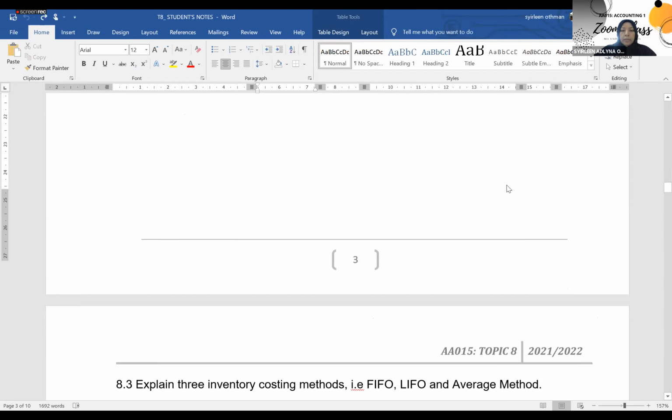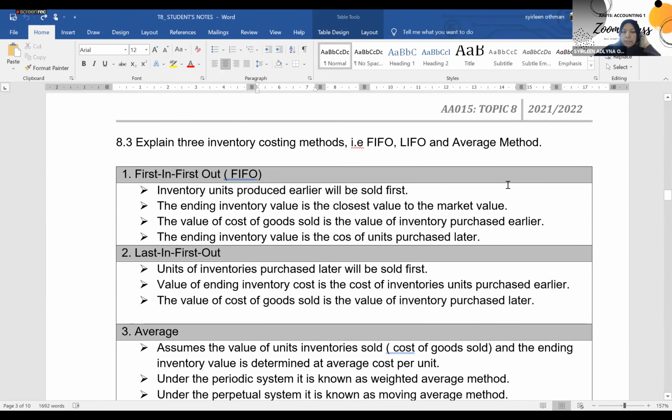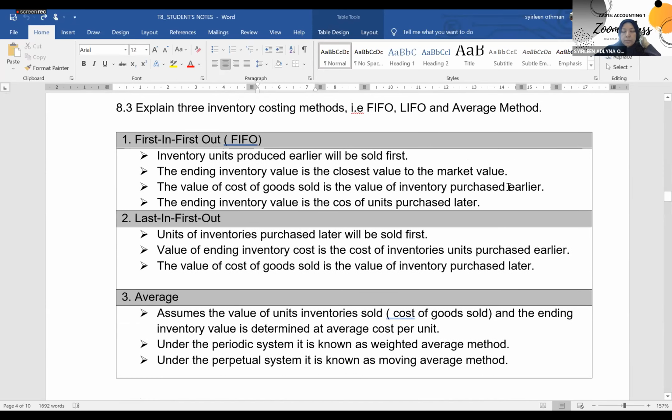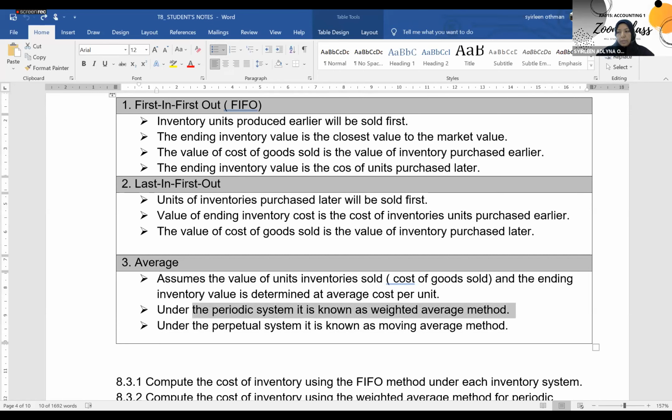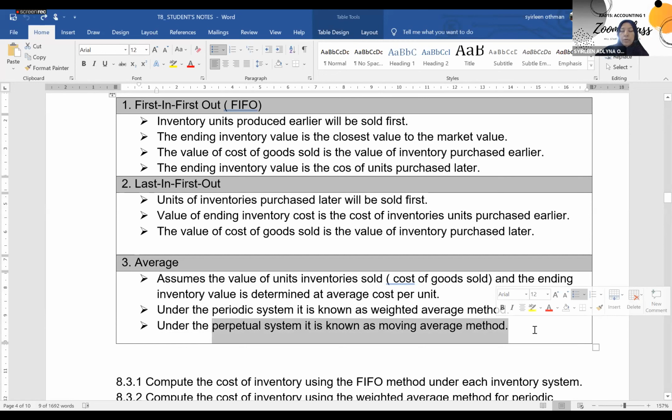Okay, yang ni madam dah terang tadi, the first in the first out system. This one you can read on your own lah. So kita ada 3 method, first in first out, last in first out and average method. First in first out, last in first out, dua-dua sistem guna. Average method untuk perpetual, untuk periodic will be the weighted average, dan untuk perpetual dia ialah moving average. Beza tu hanya dekat perkataan dekat depan tu sajalah, your weighted and also your moving average method.